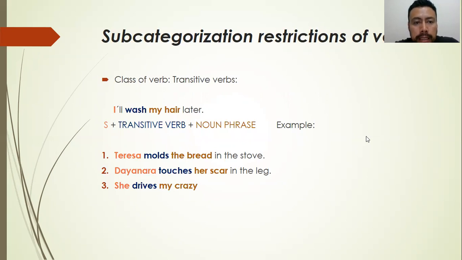The next one is the transitive verbs. I'll wash my hair later. As you can see, in purple is the subject, the transitive verb is in blue, and in brown is the noun phrase. So the examples are, Teresa molds the bread in the stove, Diana touches her scars on the leg, and the last one is, she drives me crazy.